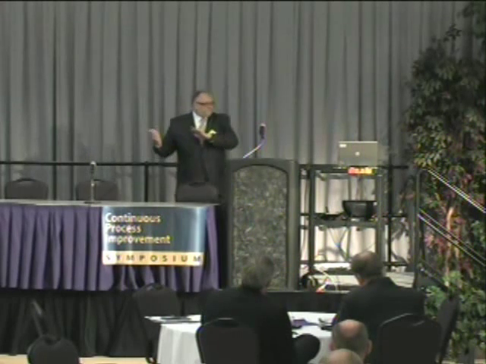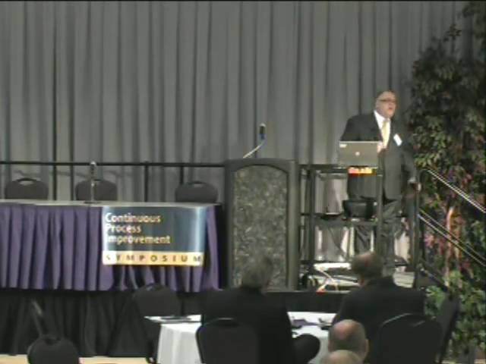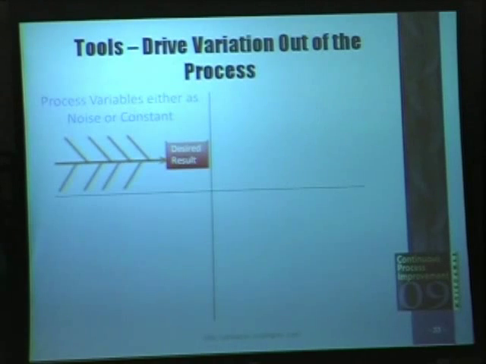Now, we go through this process, we drive all the waste out of the process, then our process is pretty good. We've driven most of the waste out of the process. Then we can work on some of the more sophisticated tools. We can look at our process variables and find out, are they noise or are they really constant? Do these variables really affect the process outcome?